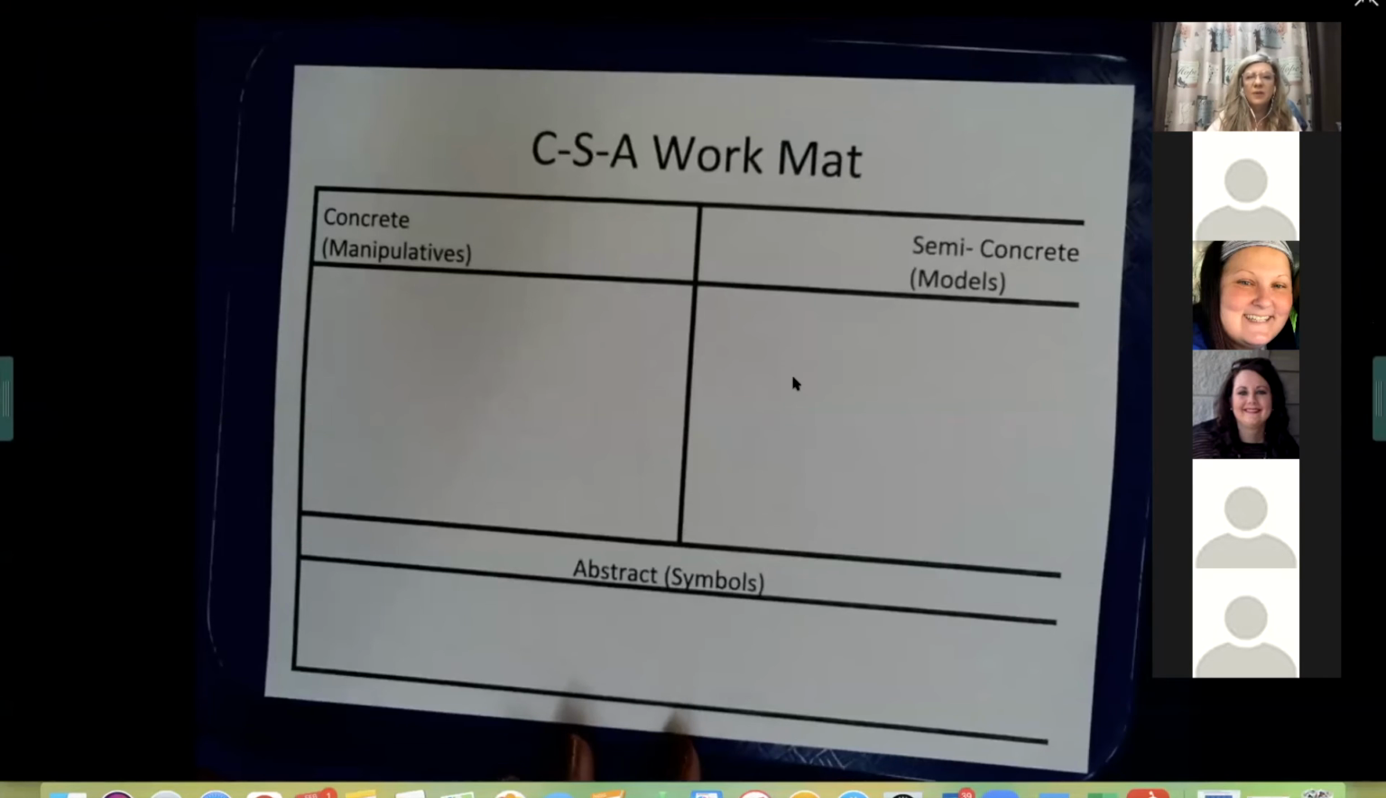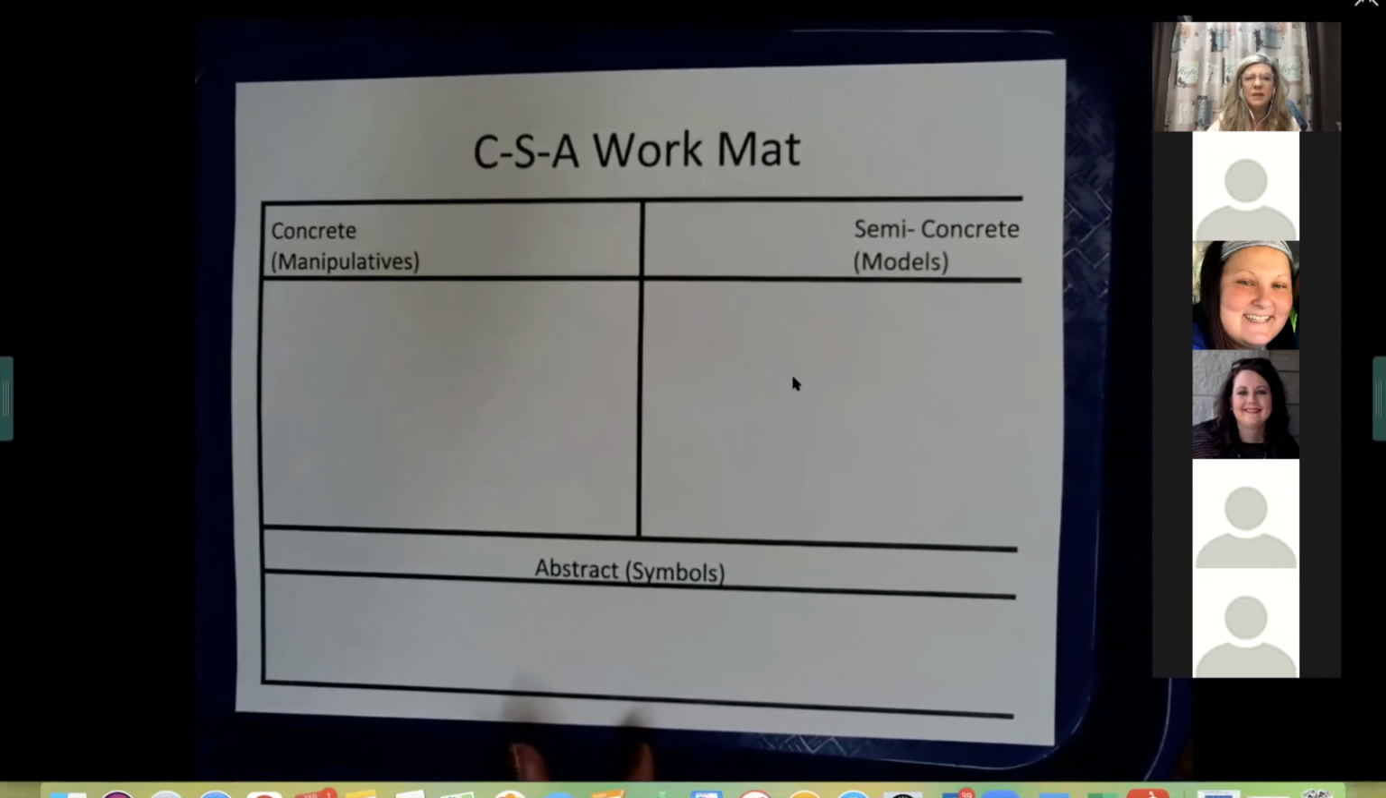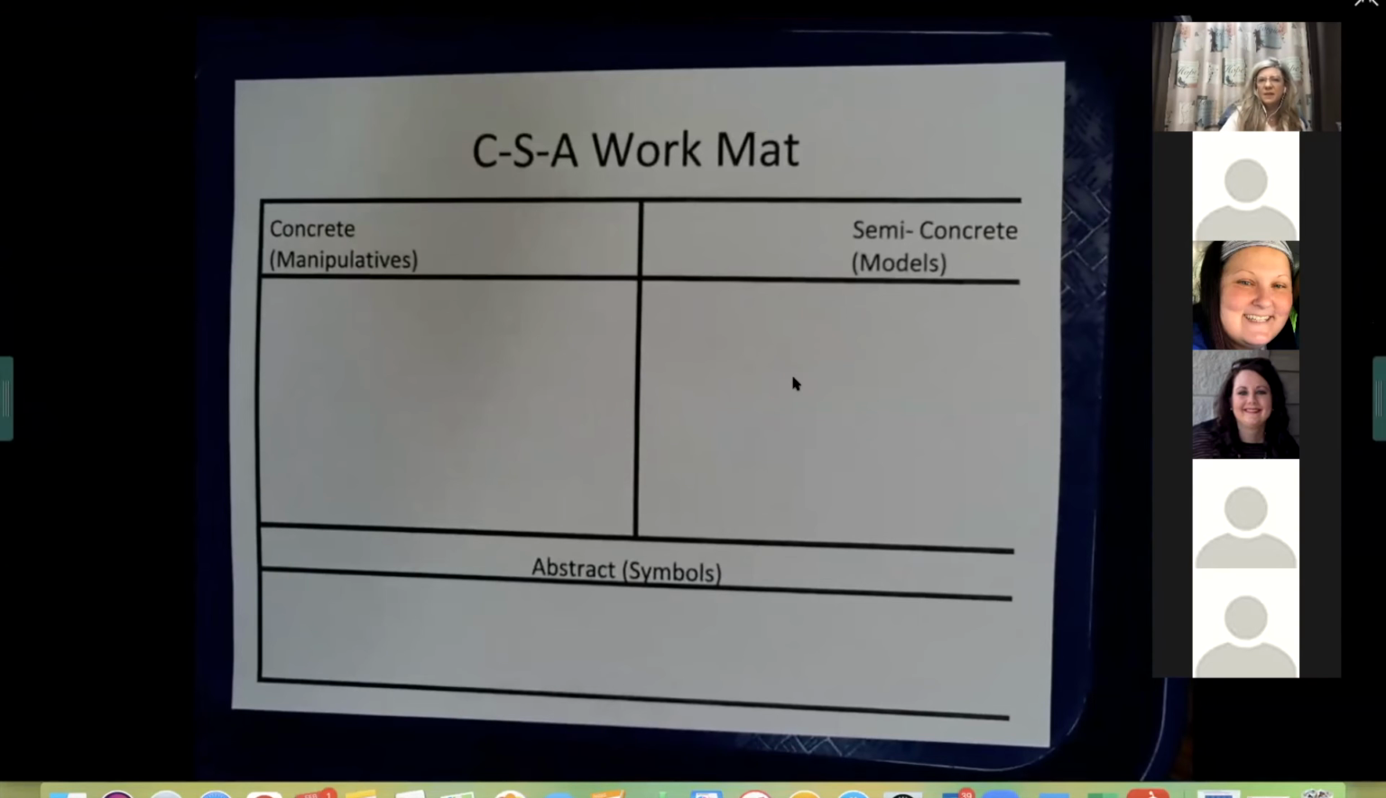And what you should be seeing on your screen is a copy of that CSA work mat that we shared with you on day one. I just wanted to talk about this briefly before we get into those 4 types, and look at them at an elementary level and how we can adjust it down to working with kids that are working at that level, whether they're in elementary or not.